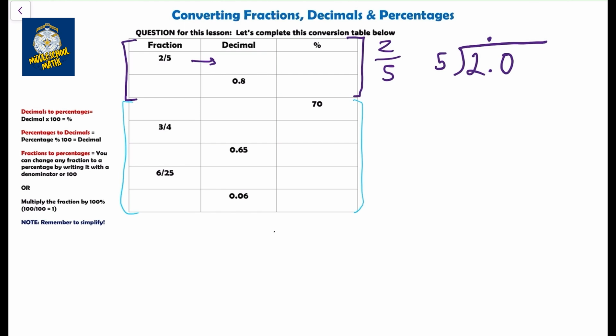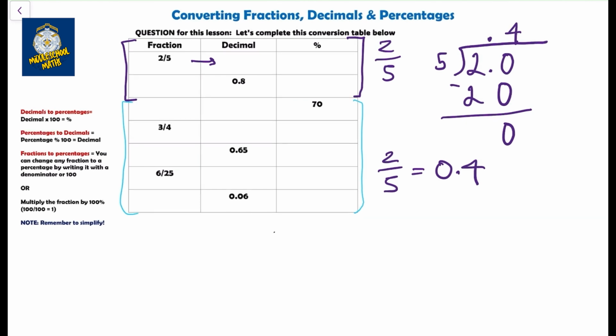Now the question becomes, how many whole groups of 5 go into 20? Using our multiplication knowledge, we know that 4 times 5 is 20. So we put the 4 above. Then 4 times 5 is 20. Minus that from each other, and we end up with 0. This tells us that we can stop. So the final answer to 2 fifths as a decimal is 0.4.